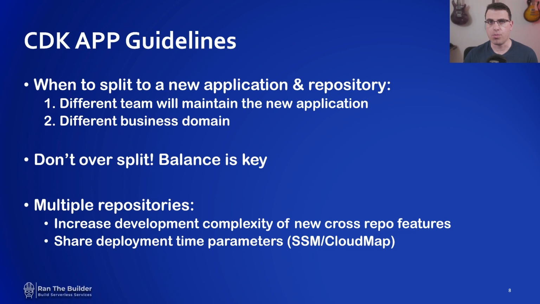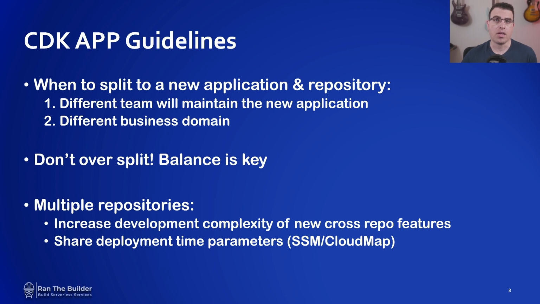But it comes at a price, right? So you don't want to oversplit things because it increases the development complexity when you develop features across multiple repositories. So you need to synchronize the changes, perhaps use feature flags, things like that. It gets more complicated than doing everything in one stack.